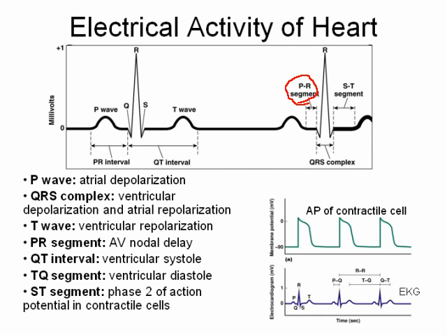As I said already, the PR segment represents the AV nodal delay. So of course, this period can become longer or shorter, depending upon how much of an AV nodal delay there is. And we'll talk about that a little bit later when we talk about heart block. The next thing is the QT interval. The QT interval is ventricular systole. That is the time period during which the ventricle is contracting.